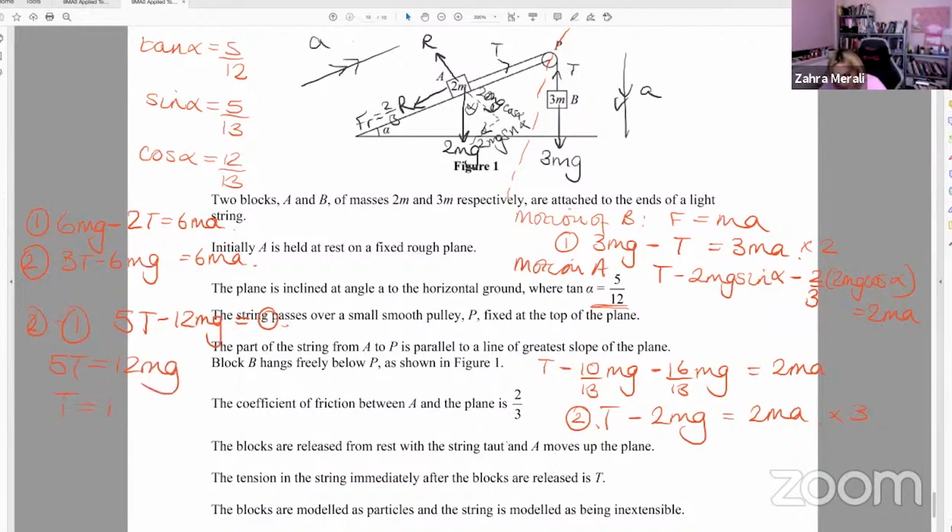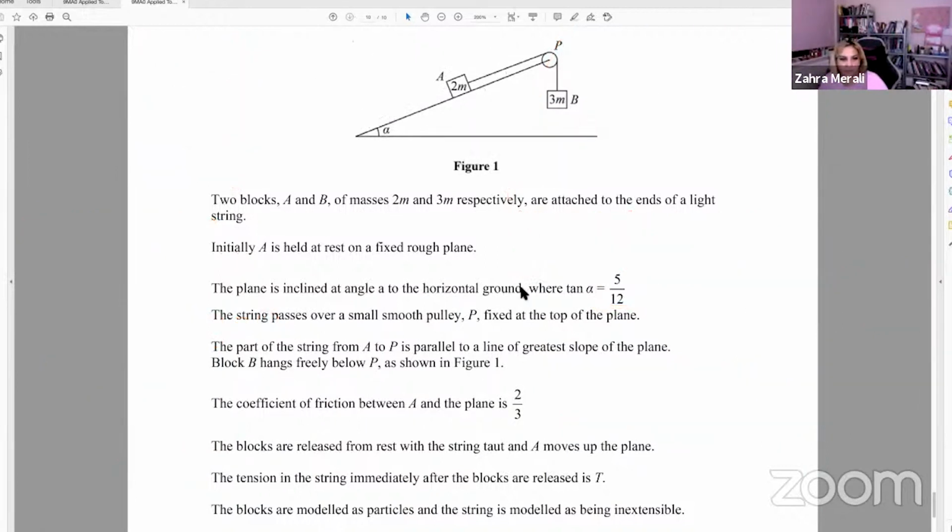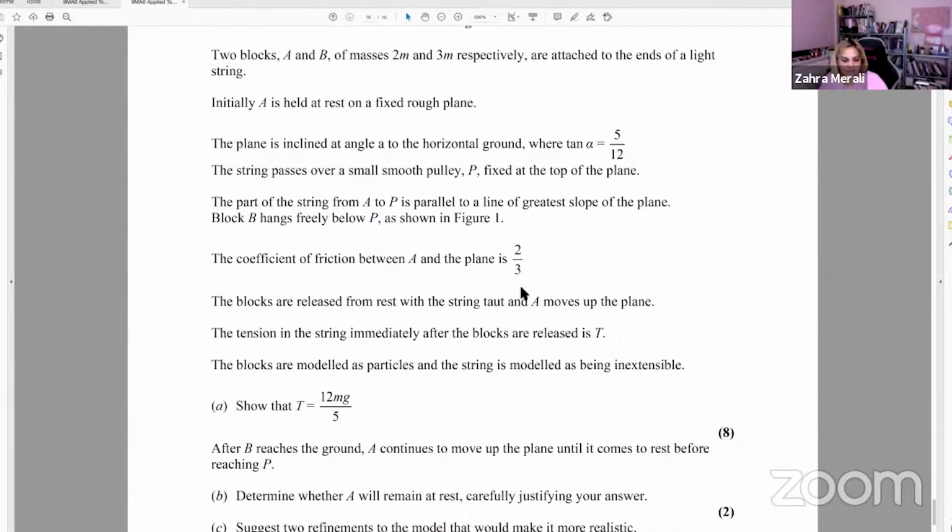Okay, 12mg over 5. Clearly it's towards the end of this paper. And we've proved what we needed to. So I hope that makes sense. I've done it all in terms of m and g. Okay, I'm going to have to clear this just to move it up. So we've shown that's the case.